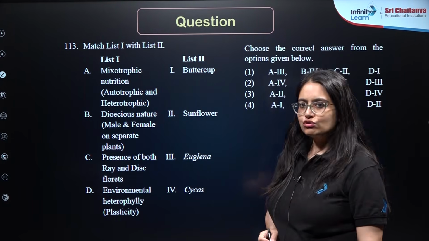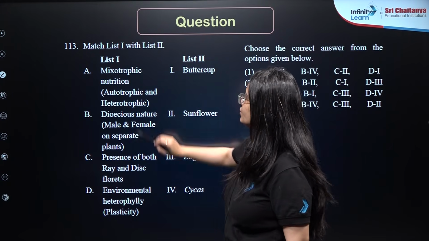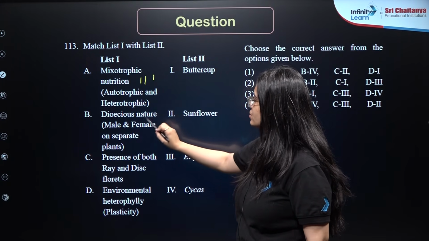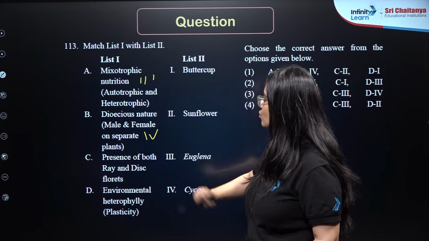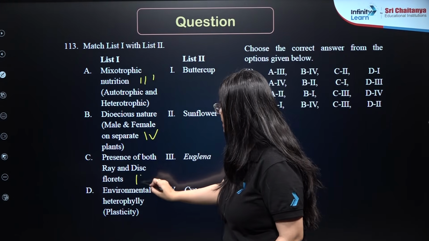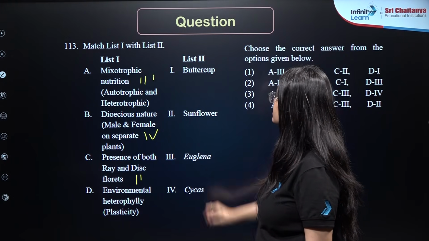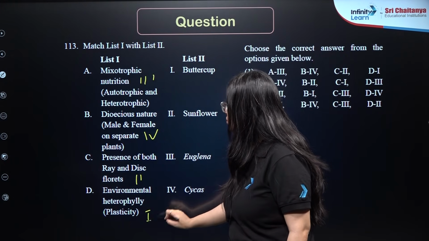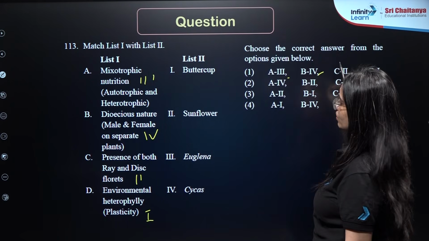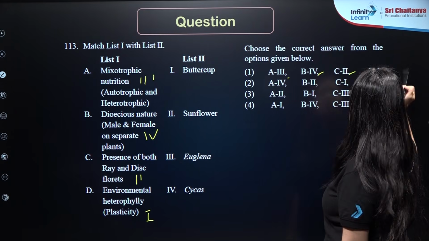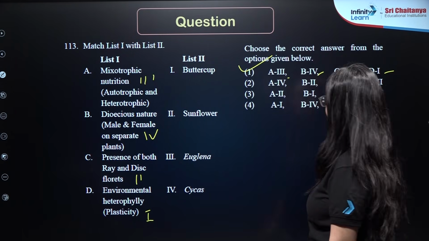Next, match mixotrophic mode of nutrition. It has to be Euglena. Dioecious nature, male and female on separate plant cycles. Presence of both ray and disc floret, sunflower. Environmental heterophylly, plasticity in buttercup. So it is 3, 4, 2, 1. So 1 is your right answer.